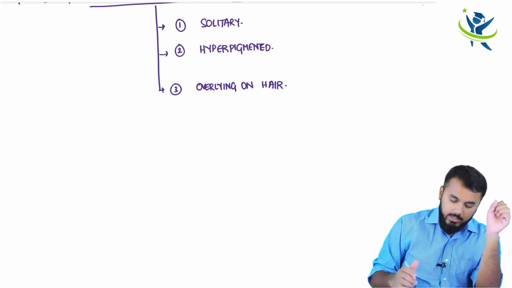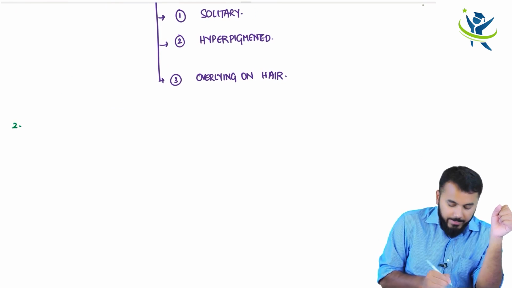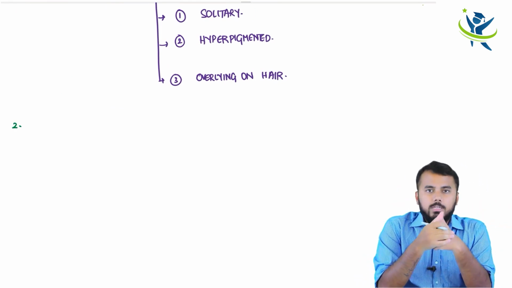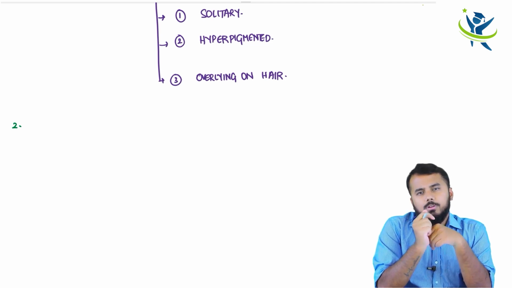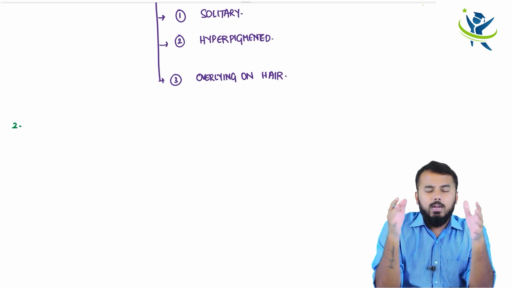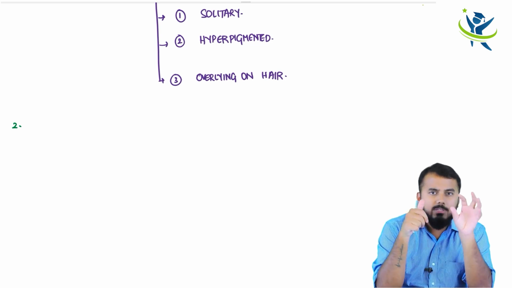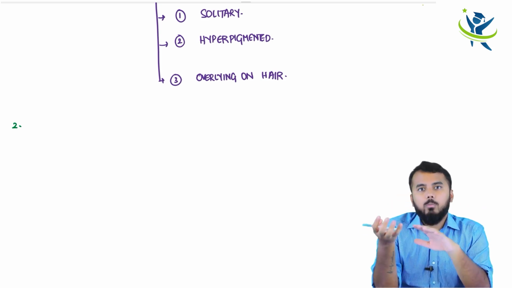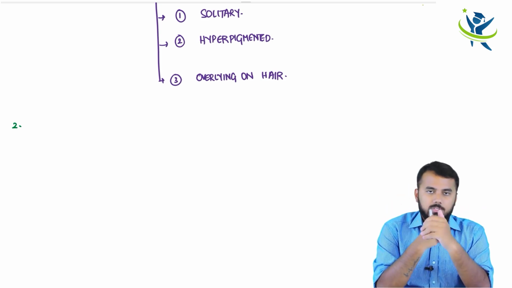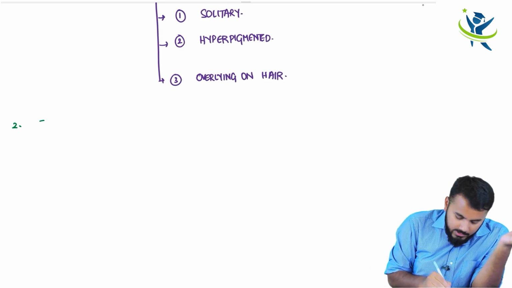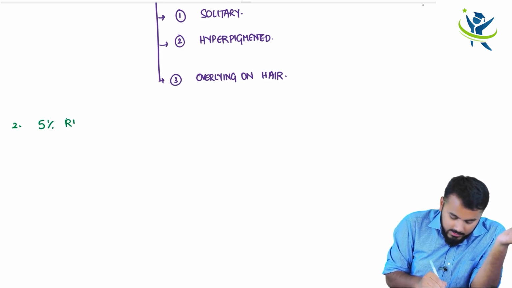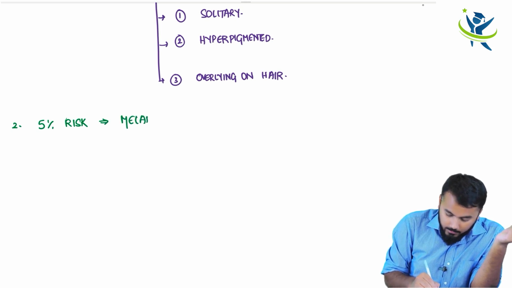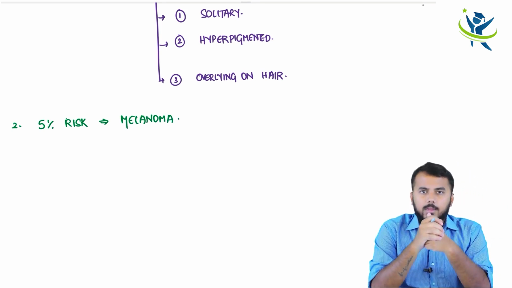But another important thing I want to highlight here is that in patients with congenital melanocytic nevus, out of let us take 100 patients, 5% of them have a risk of developing melanoma. Melanoma is a cancer of the skin, right? So 5% of the patients have a risk of developing melanoma because of this congenital melanocytic nevus.